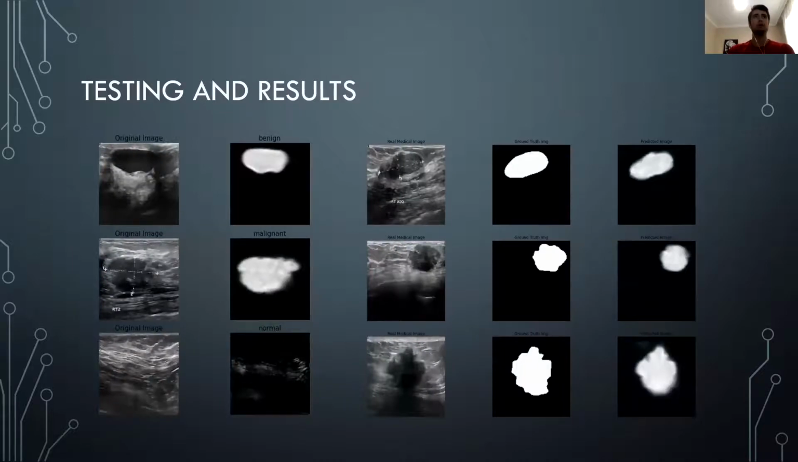So here we can see the testing and results of the software. On the left side of the monitor, we can see the original medical image. On the right side of it, we can see the predicted and classified image. On the right side of the monitor, we can see the real medical images with their ground truth images and their predicted images. The ground truth images are the mask images of the breast tumors, and they are provided by the dataset that was collected before.